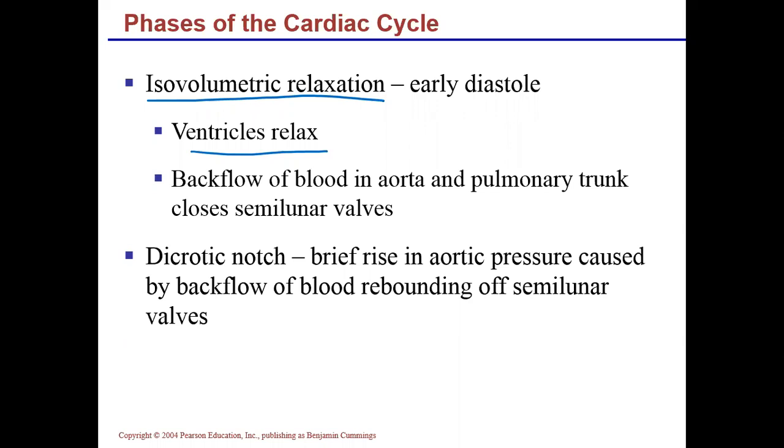So what happens to the volume? Well, they haven't filled up. Otherwise, it would have been called ventricular filling. So in this case, the volume does not change. Isovolume, that means no volume changing. All right. There is a little bit of backflow occurring from the aorta and the pulmonary trunk, and that causes the semilunar valve to close.